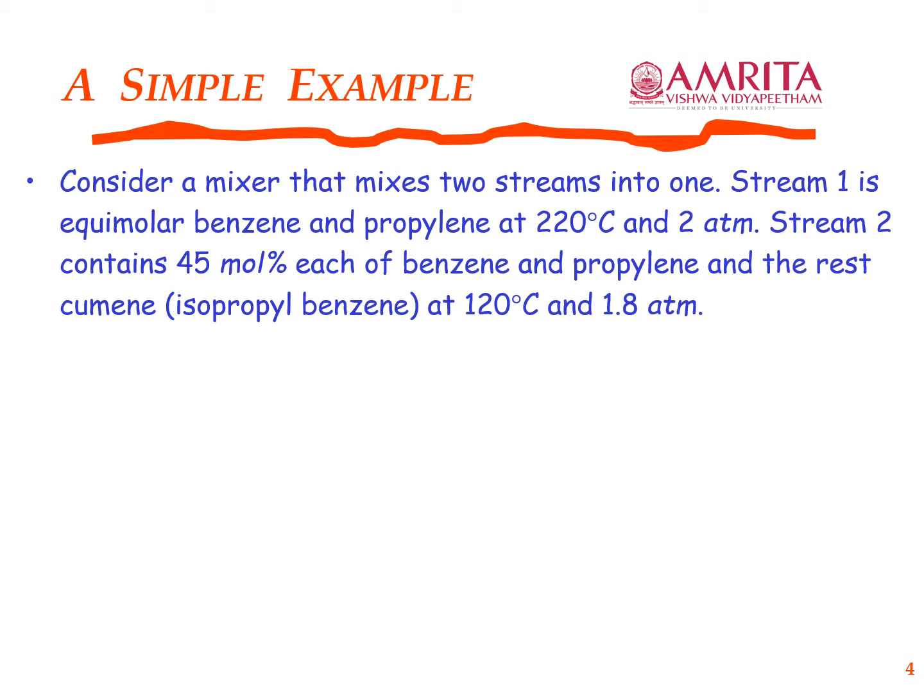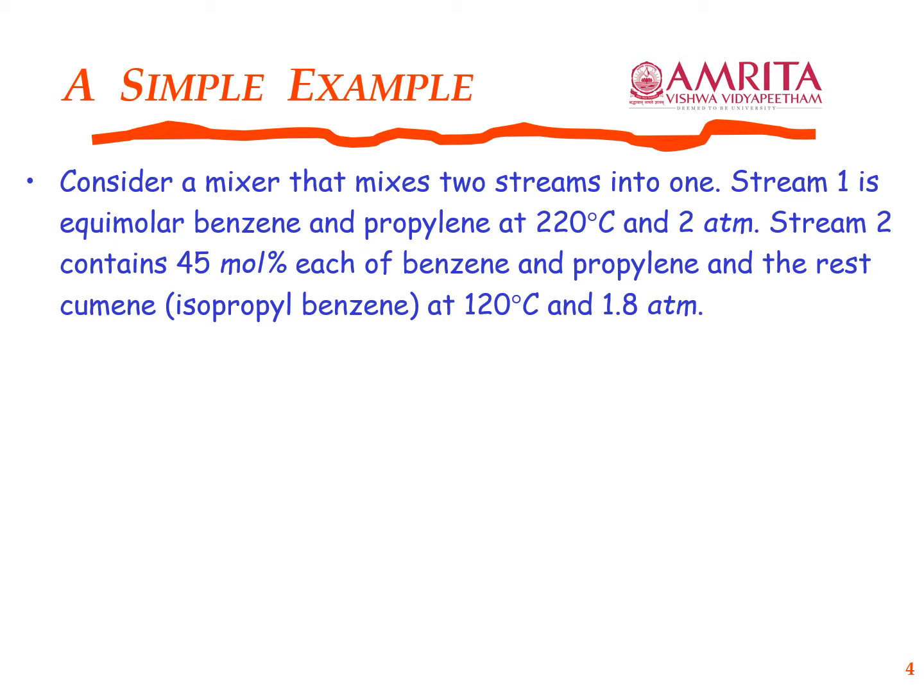Stream 1 is equimolar, or 50 mole percent each of benzene and propylene, coming into this mixer at a temperature of 220 degrees Celsius and a pressure of 2 atmospheres. Stream 2, on the other hand, contains 45 mole percent each of benzene and propylene, and the rest of it, which is 10 mole percent, cumene or isopropyl benzene. And this stream enters the mixer at 120 degrees Celsius and 1.8 atmospheres.